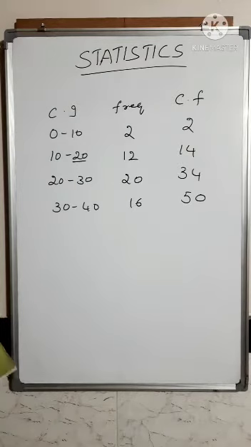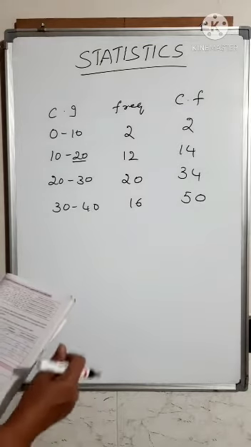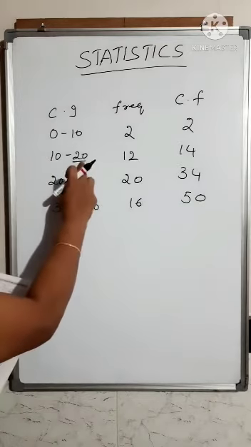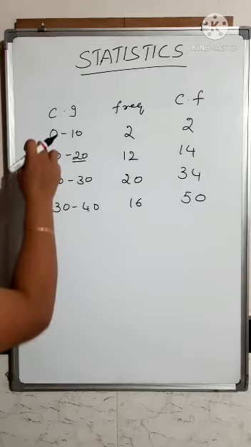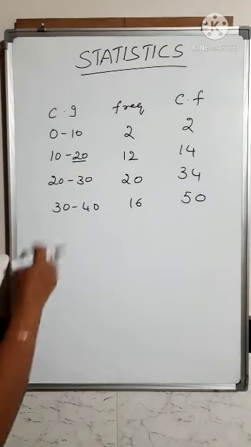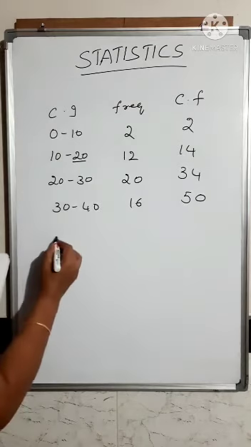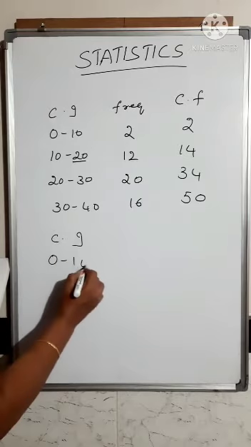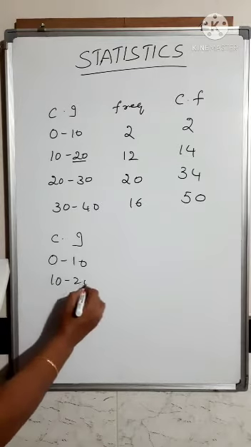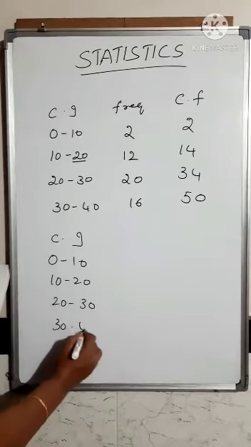Now to prepare the cumulative frequency of more than type, cumulative frequency more than or equal to lower class limit, this was the upper class limit, and for more than type you have to take the limit as the lower class limit. So we'll see how to find out the cumulative frequency. We'll take the same example. Class interval is given, that is 0 to 10, 10 to 20, 20 to 30 and 30 to 40.